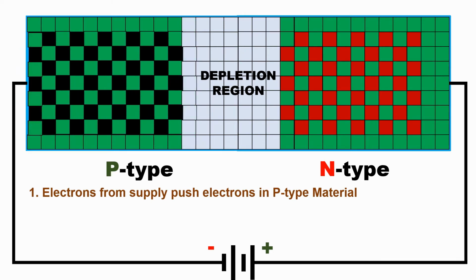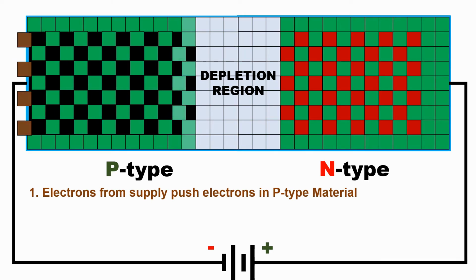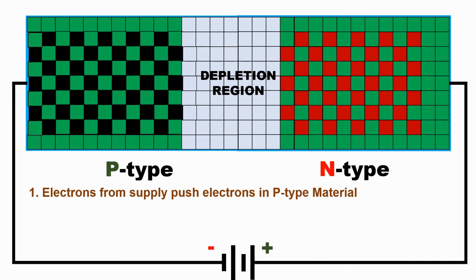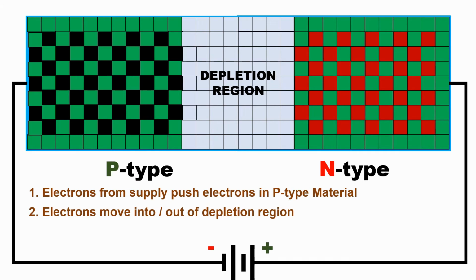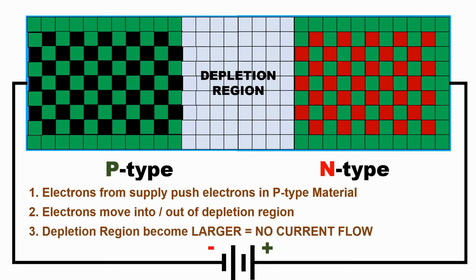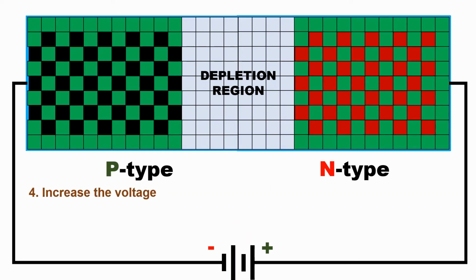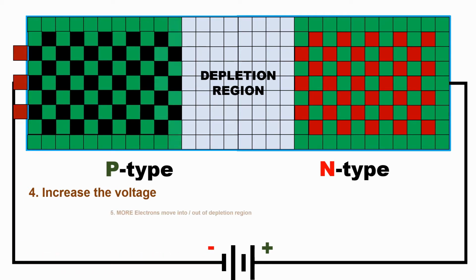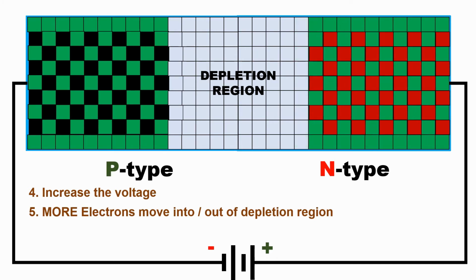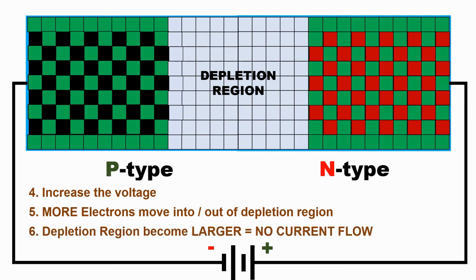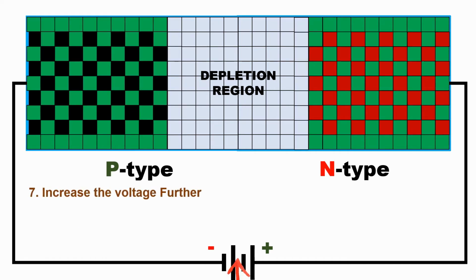And because this part here is becoming bigger, it is becoming more negative, so these electrons here will be pushed away, and as you can see, the depletion region becomes larger. And if we increase the voltage we supply, more electrons will come into the p-type materials again, and they will move in between the holes just like before until there are no more free carriers.